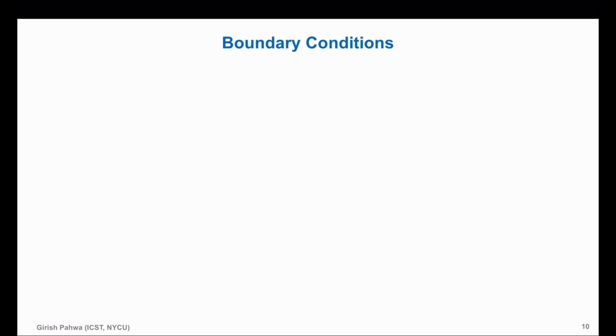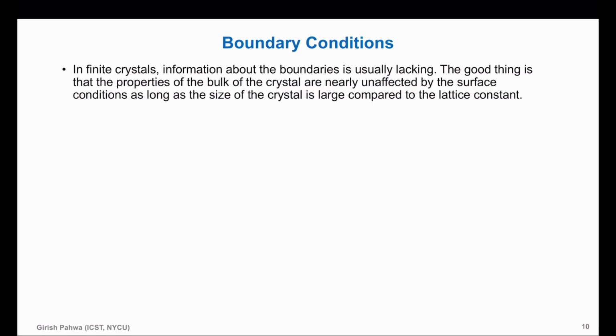Bloch wave functions are also the solutions of the Schrodinger equation. So to get the complete picture, we will need some boundary conditions. Now, in crystals, there is a problem. The information about the boundaries is usually lacking. The surface can be quite complex, so finding the exact boundary conditions can be quite challenging.